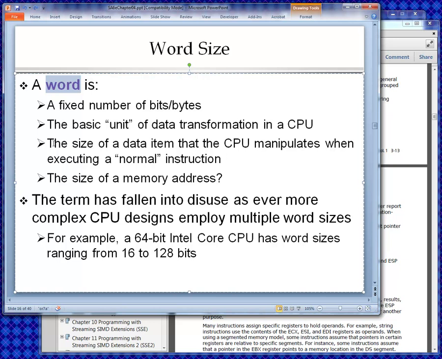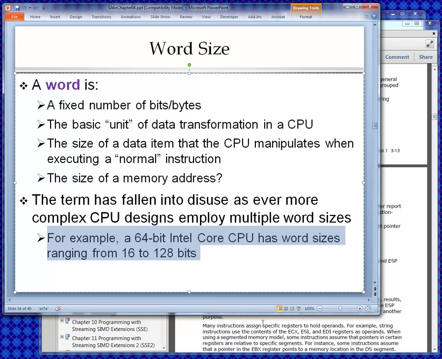So we can think of a word as being the size of a data item that the CPU manipulates when it executes a quote-unquote normal instruction. Another way to think of a word, and it doesn't always work in a modern processor, is as the size of a memory address. In the current generation of Intel CPUs, for example, the size of a memory address is 64 bits. So you might assume that a word in a modern Intel CPU is exactly 64 bits long. You, of course, would be wrong.